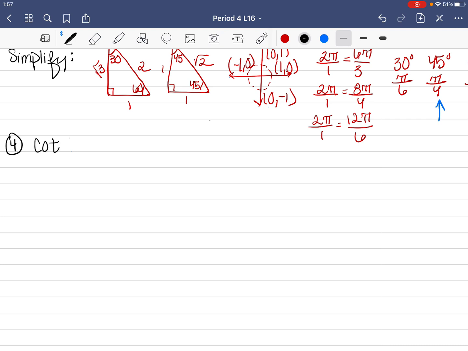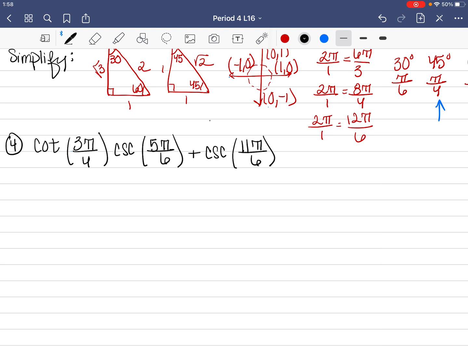Cotangent of 3 pi over 4. Cosecant of 5 pi over 6. Plus cosecant of 11 pi over 6. And then sine of pi over 2. All right, so 2 multiplications and then an addition here. Let's jump in and get started.